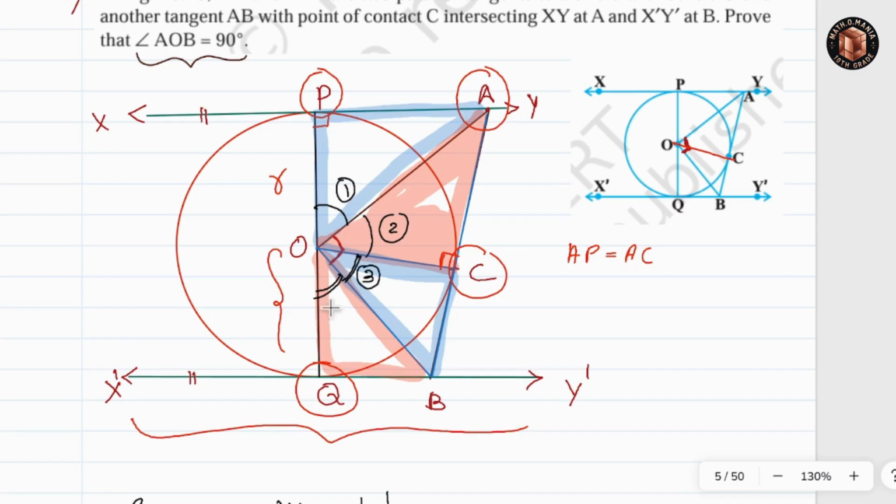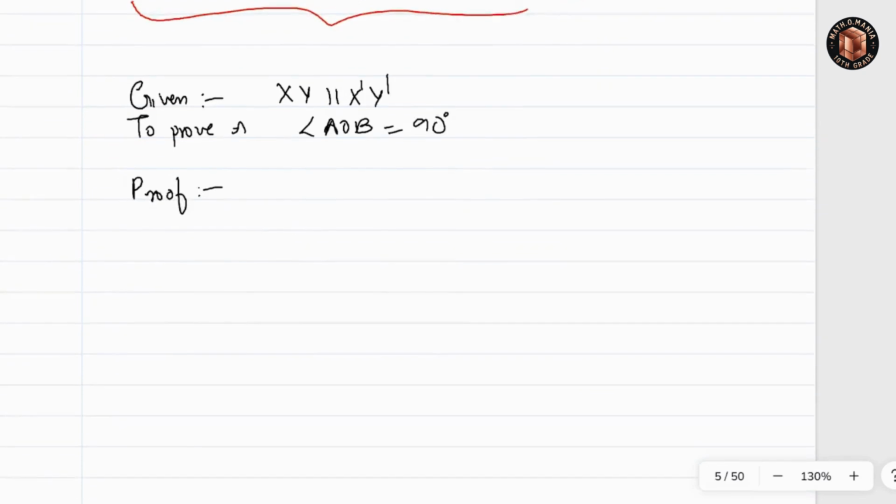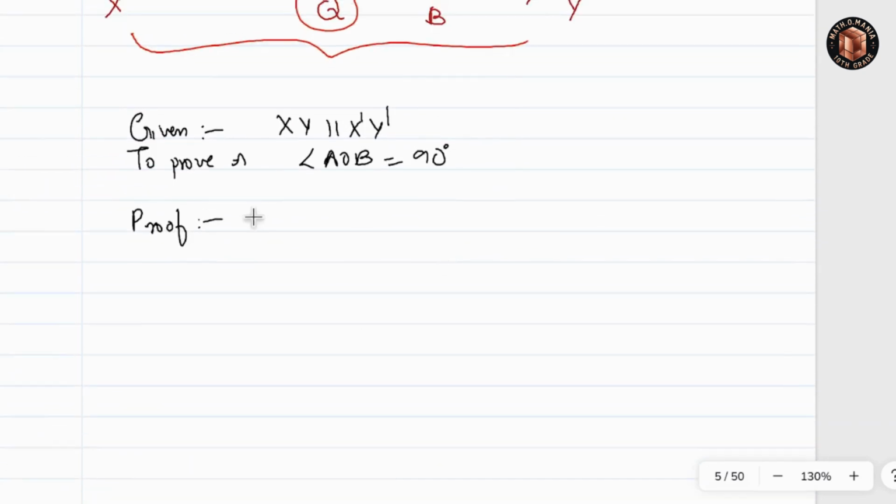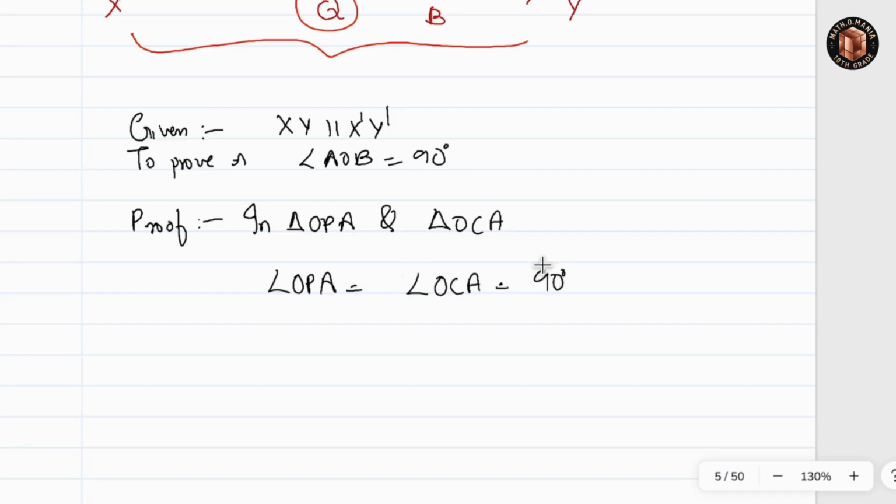That means if this is angle 3 and this is angle 4, then angle 3 will be equal to angle 4. This much first of all we have to do it here. So let us go to that steps. So in proof, what we will do first, in triangle OPA and triangle OCA, angle OPA equal to what? Angle OCA equal to 90 degree. Why? Angles formed at the point of contact of the tangents with the radius is 90 degree.